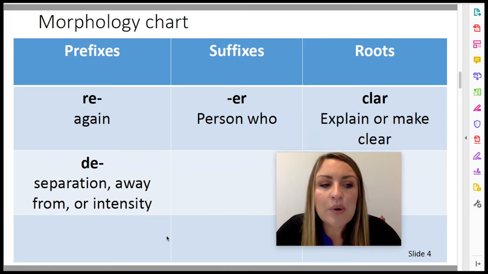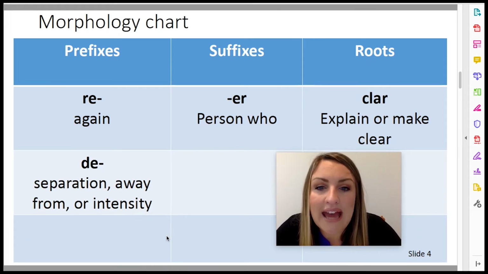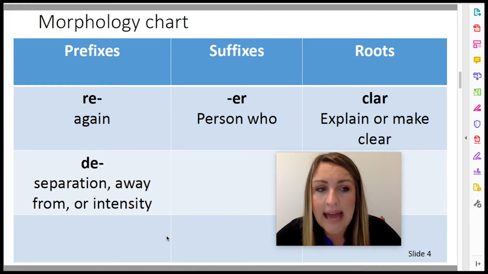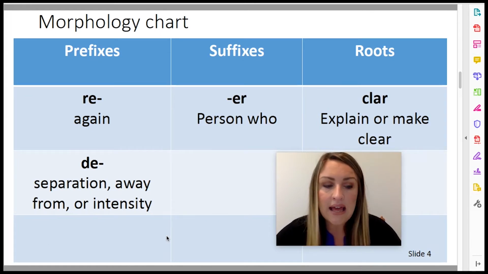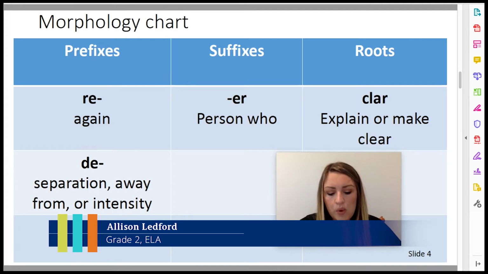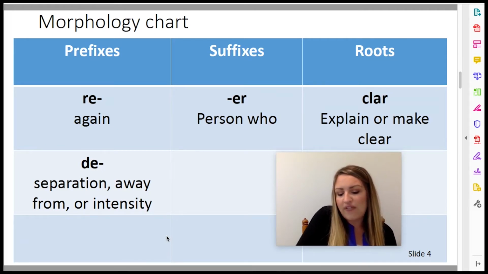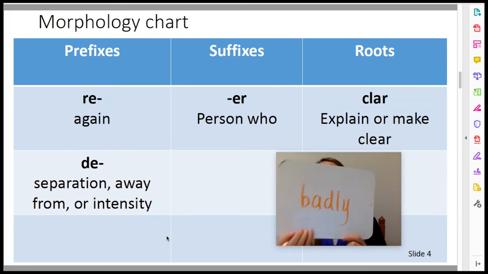So the next word part that I want to add to our chart today is the suffix ly. I want you to listen to this sentence. The toddler didn't get a nap today. As a result, he acted badly. Let's write that word on our board, and you can look at it and see if you can spot my suffix. The new suffix we are learning today.